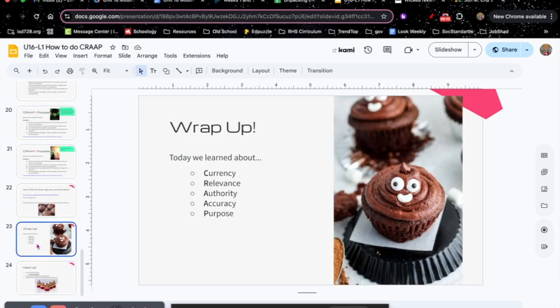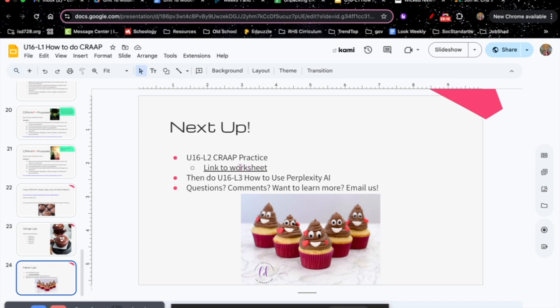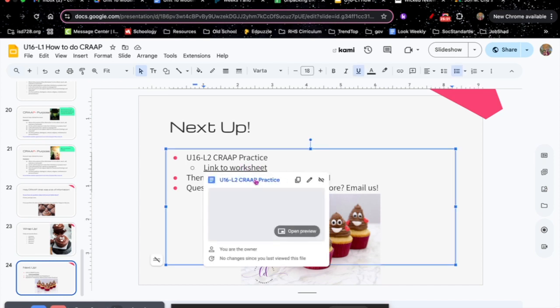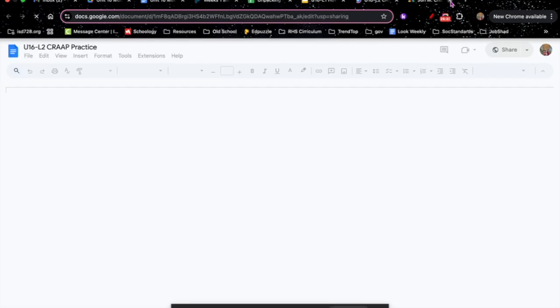All right, let's wrap this up. Today, we learned about currency, relevance, authority, accuracy, and purpose. Next up, you're going to do U16-L2 CRAAP practice. So let's take a look at that worksheet real quick.